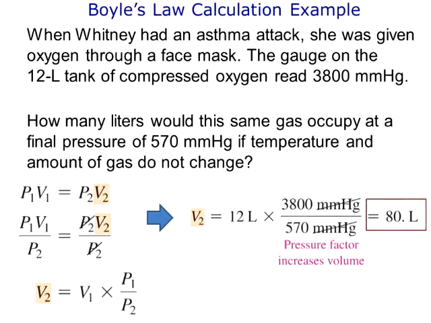So that's Boyle's Law. Boyle's Law relates pressure and volume under one set of circumstances to pressure and volume under a second set of circumstances. And in that case, in Boyle's Law, T and N are constant, therefore they do not appear in any of the calculations or any of the equations.